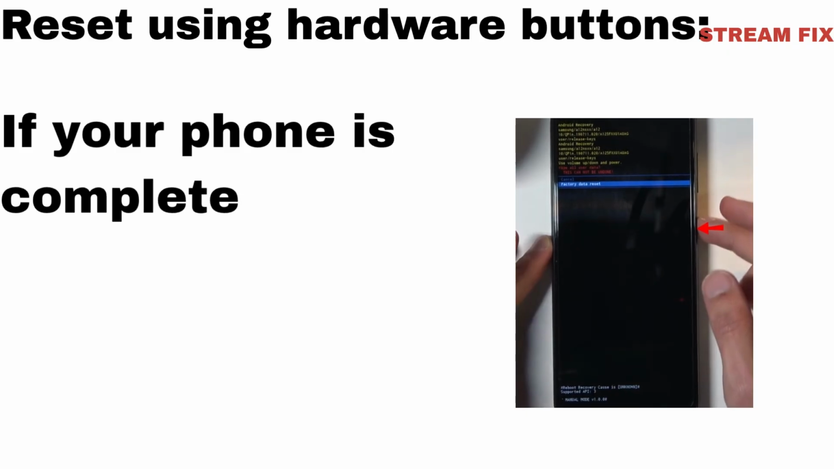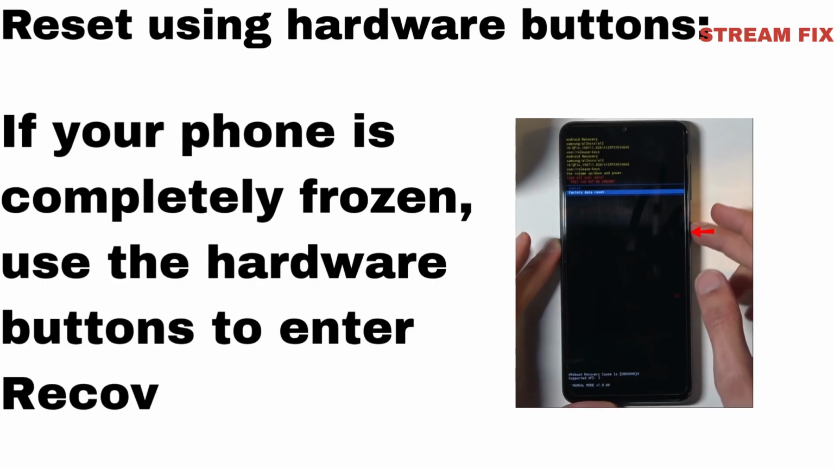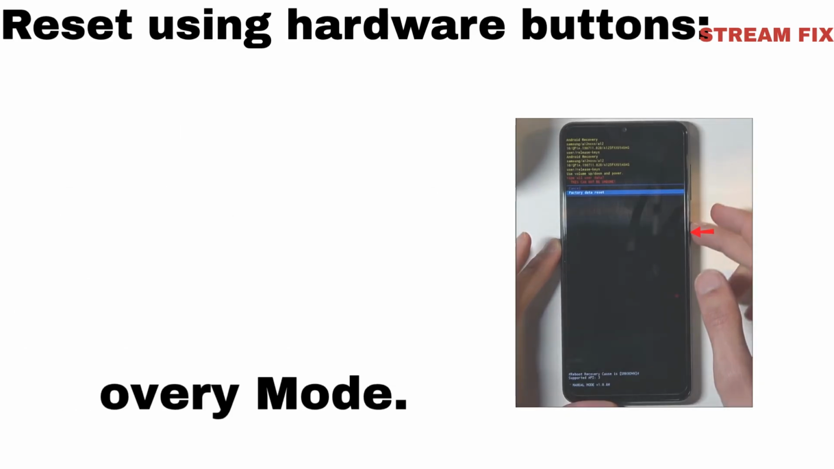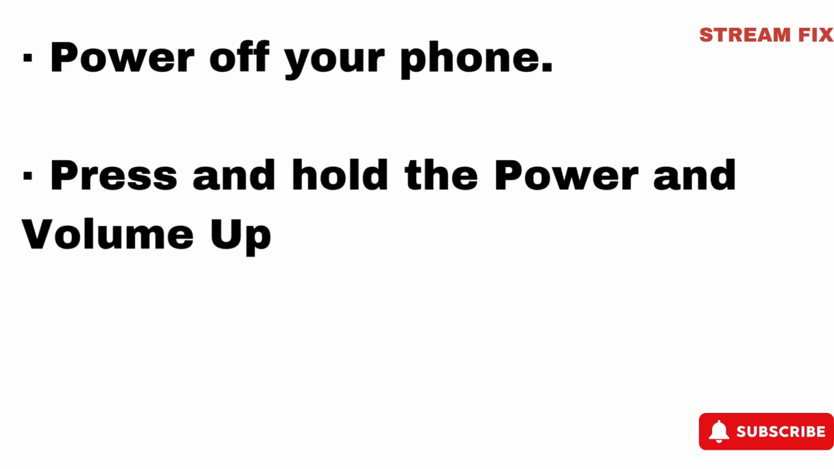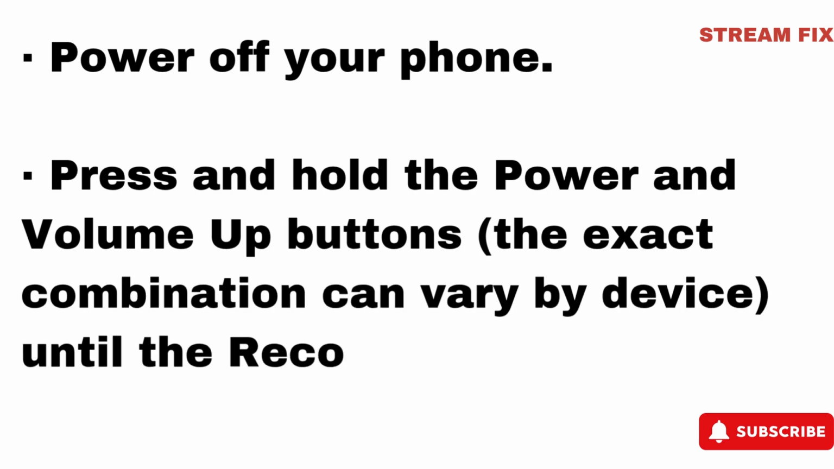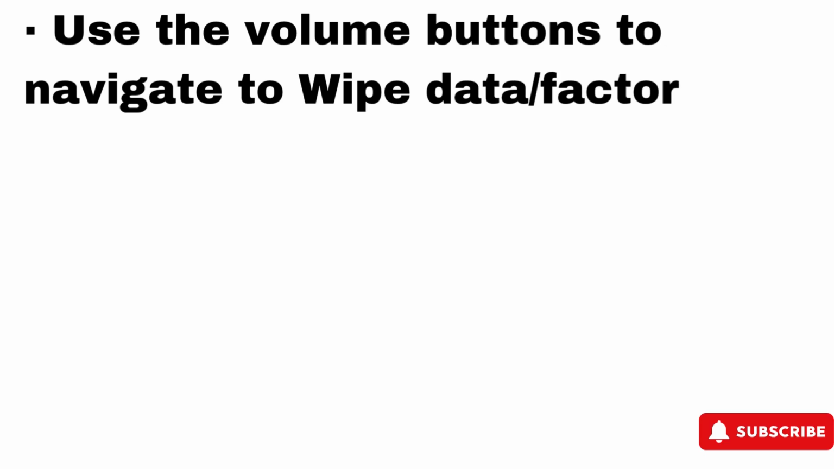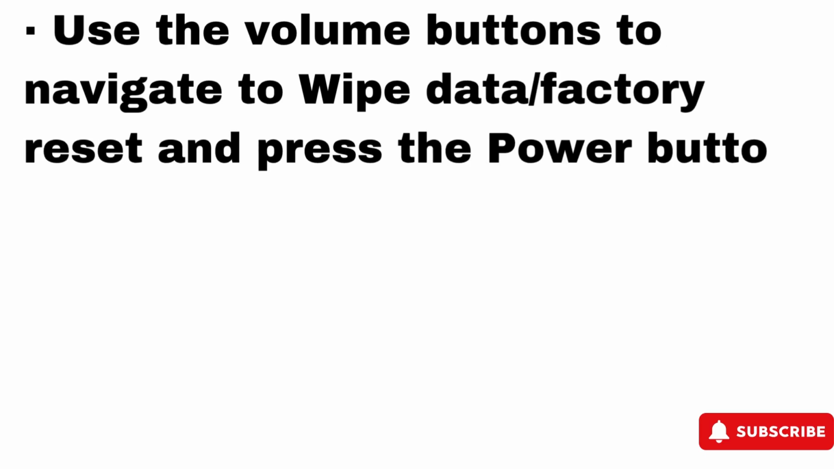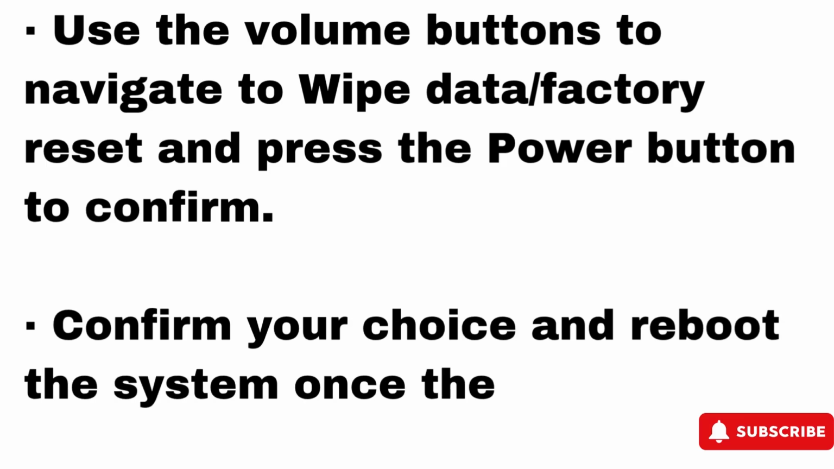Reset using hardware buttons. If your phone is completely frozen, use the hardware buttons to enter recovery mode. Power off your phone. Press and hold the power and volume up buttons, the exact combination can vary by device, until the recovery mode menu appears. Use the volume buttons to navigate to wipe data/factory reset and press the power button to confirm. Confirm your choice and reboot the system once the process is complete.